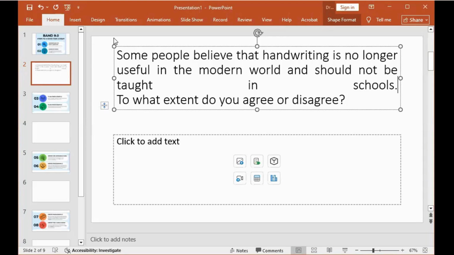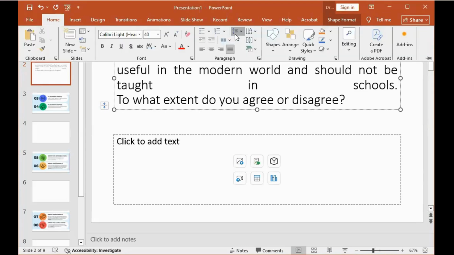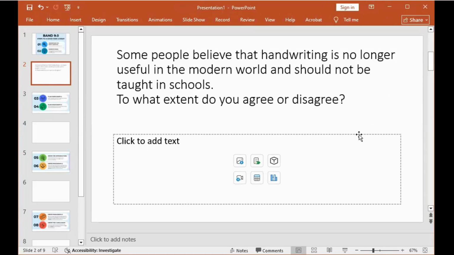If you guys can recall, we have different types of essays in IELTS writing. We have cause and effect essay, cause and solution essay, advantage and disadvantage essay, opinion essay, discussion essay, and then we have double question essay.